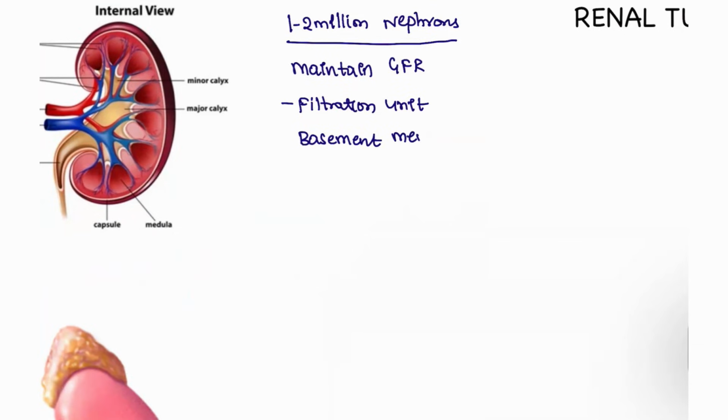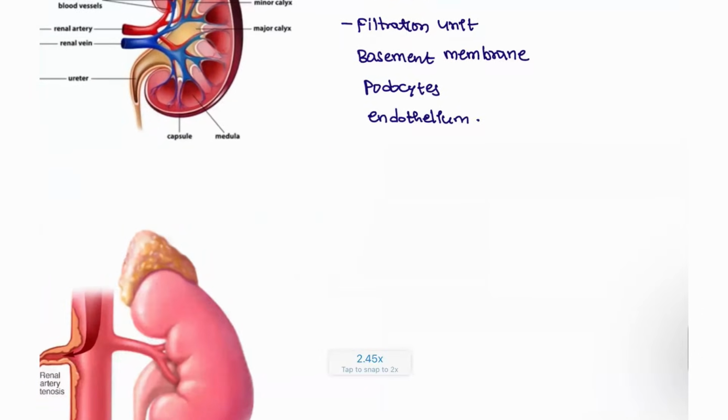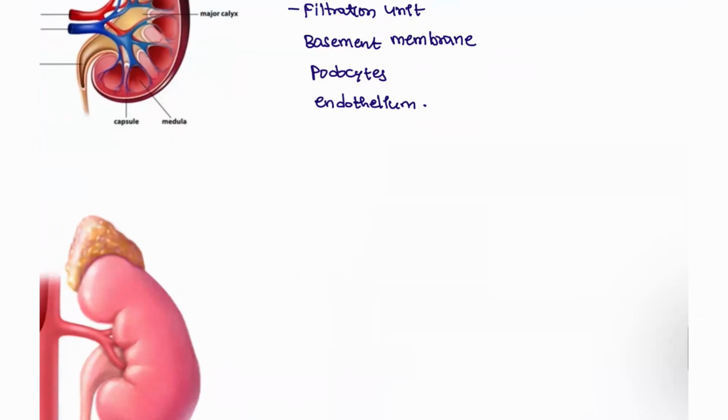They will contain the basement membrane, visceral epithelium, podocytes, and also endothelium. These are the important factors for our glomerular filtration. But if there is a chance that we lose protein from our body, what are we going to test?